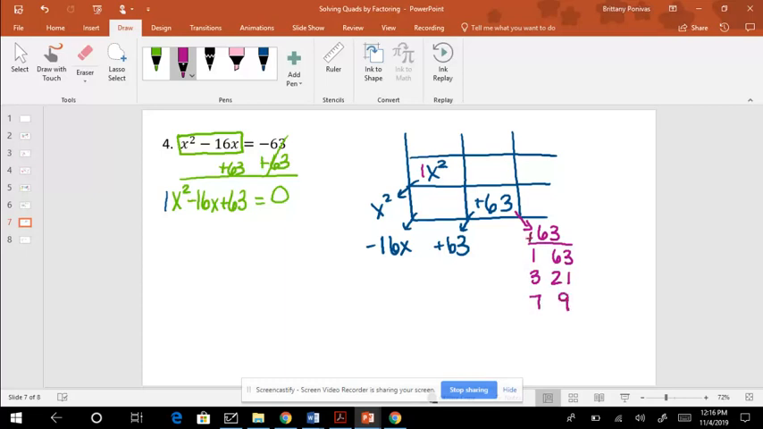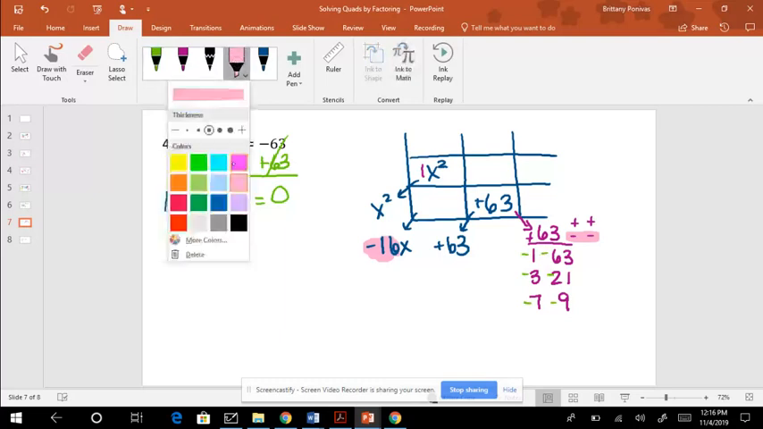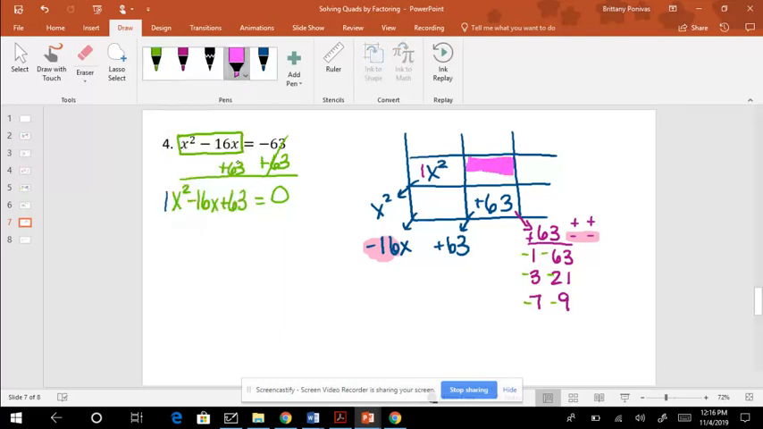The 63 is positive, so now we have to decide the signs of our factors. The only way to get a positive number is either a positive and a positive or a negative and a negative. How do you decide? We're looking at a negative 16 here, which tells us our factors are going to be negative. So we need 2 numbers that multiplied to be 63, and when we fill them in diagonally here, we get to a negative 16. That's negative 7 and negative 9.